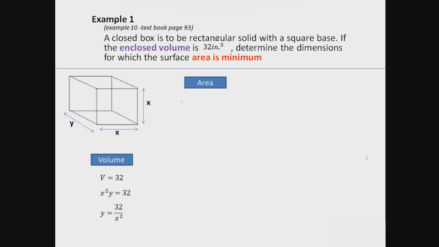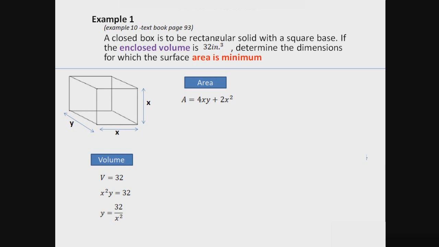What is the area formula here? We need to identify it by looking at the total surface area of the square base and also the rectangle sides. For the square side, we know that it is x multiplied by x, so we get x squared, and there are two surfaces of x squared, so we get 2x squared. How about the rectangle side? We get x multiplied by y, and we have four same sides of xy, so we get 4xy. So the total surface area here is 4xy plus 2x squared.